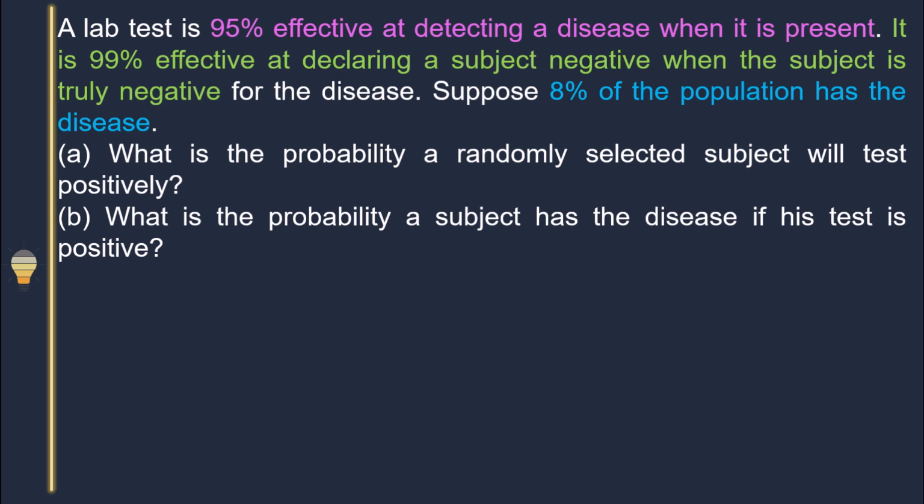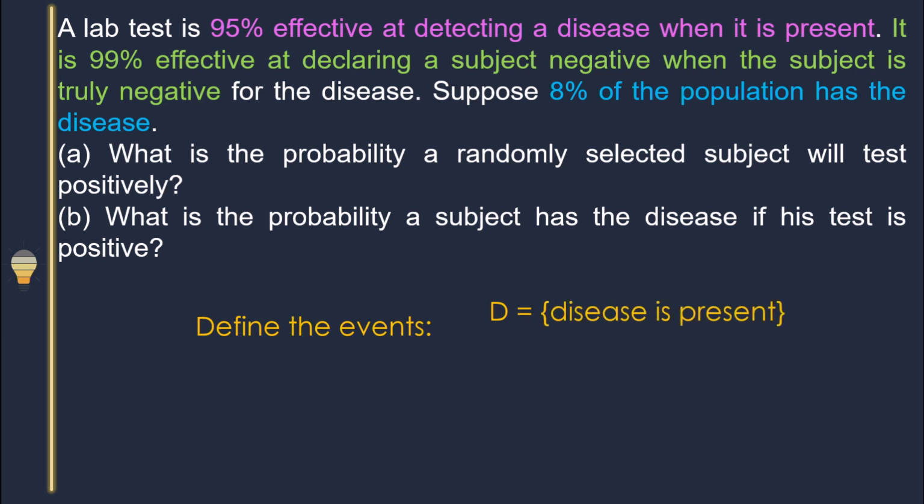First, we should understand how many events are in this example. There are two major events. First, let me define these two events. I say D, disease is present, and A, test is positive.